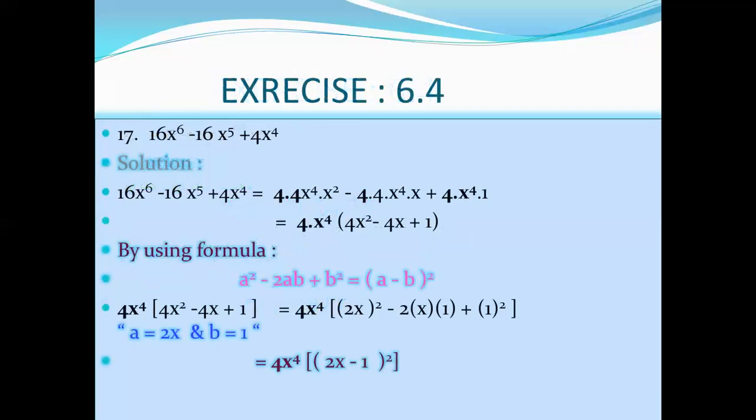Question number 17. 16x6, 16x5, 4x4. Although we can take the square of the first and last term, we see that we can take common from all the terms, because 16, 16 and 4: if we convert 16 into the form of 4 into 4, we can take 4 common, and we have the lowest power x4 in the expression. It means we also can take x4 common. Then our term will be squeezed and we can easily simplify it.